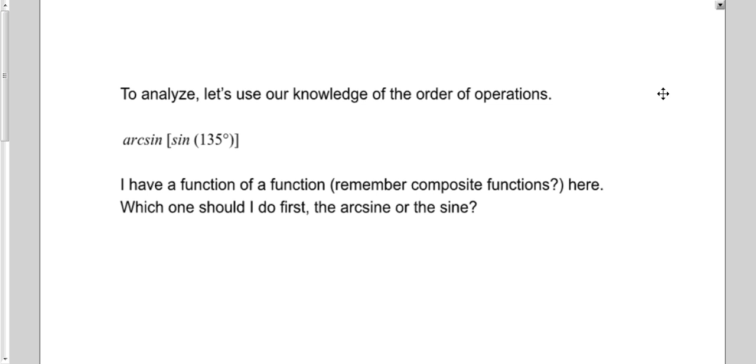Where is arc sine going to send it? Remember, arc sine sends it to these two quadrants, right? So is it going to be up here or down there? Why do you say up there, Jed? Because sine is positive up there, right? And the sine of this is positive, right? Positive, positive. Negative, then it'd be negative. So the arc sine of this is 45 degrees.